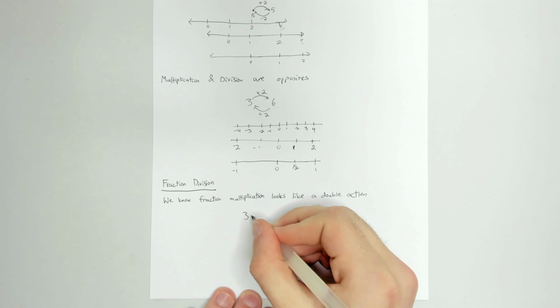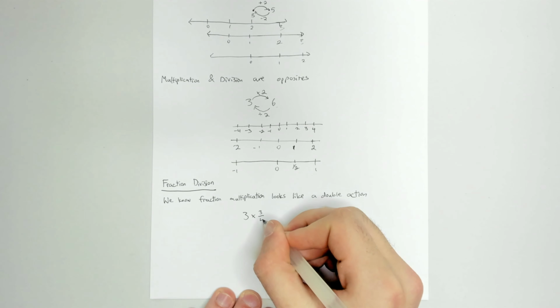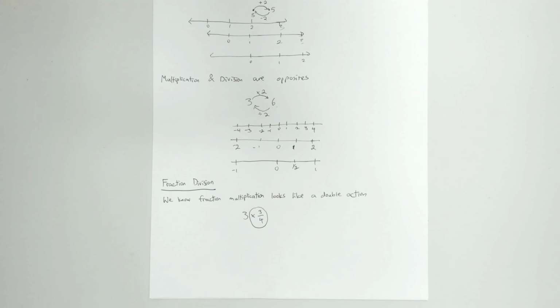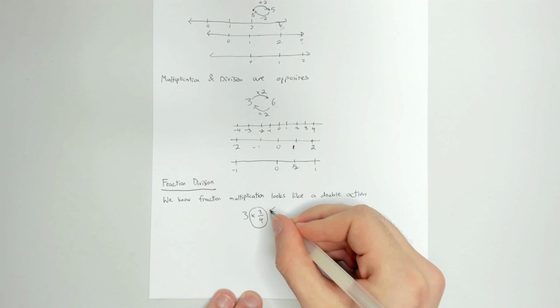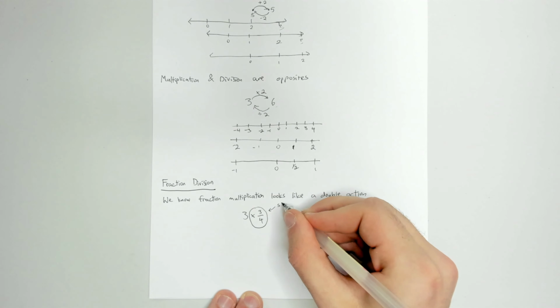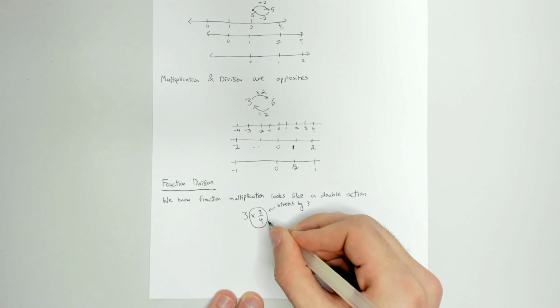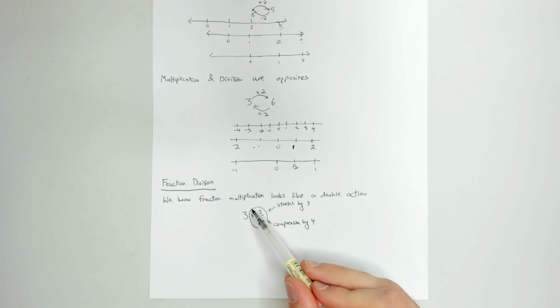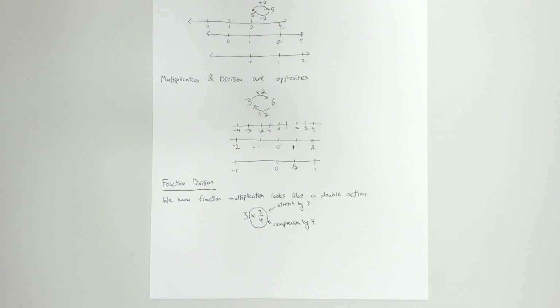So for example, if I took 3 and I multiplied it by 3/4, this process of multiplying by 3/4 had 2 kind of pieces to it. It had the multiplication by 3, or the stretch by 3, and it had the compression, or the division by 4. So kind of encoded into this multiplication by a fraction, there's a stretch component and there's a compression component.